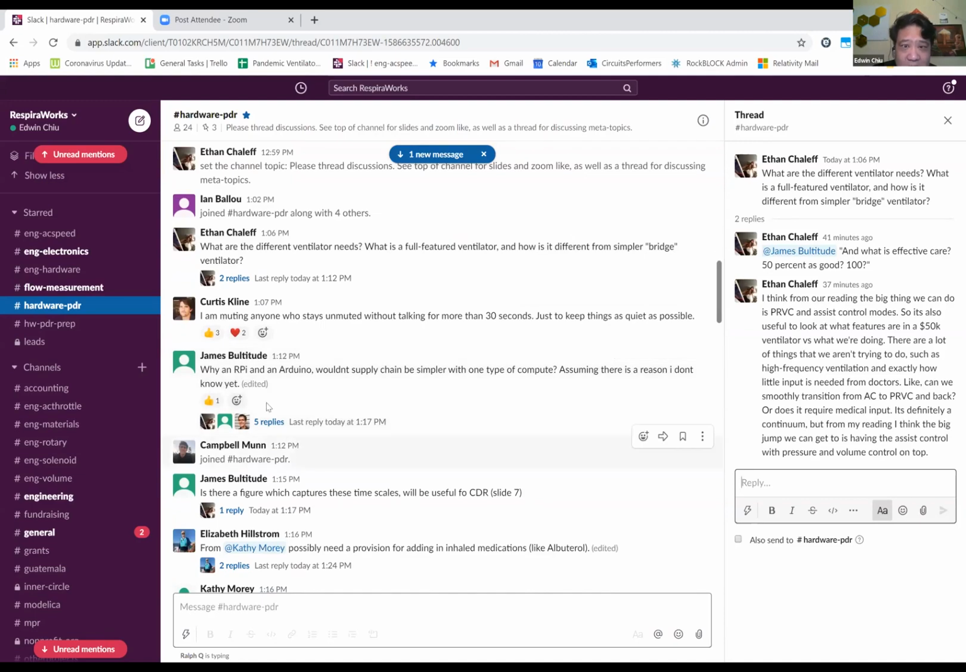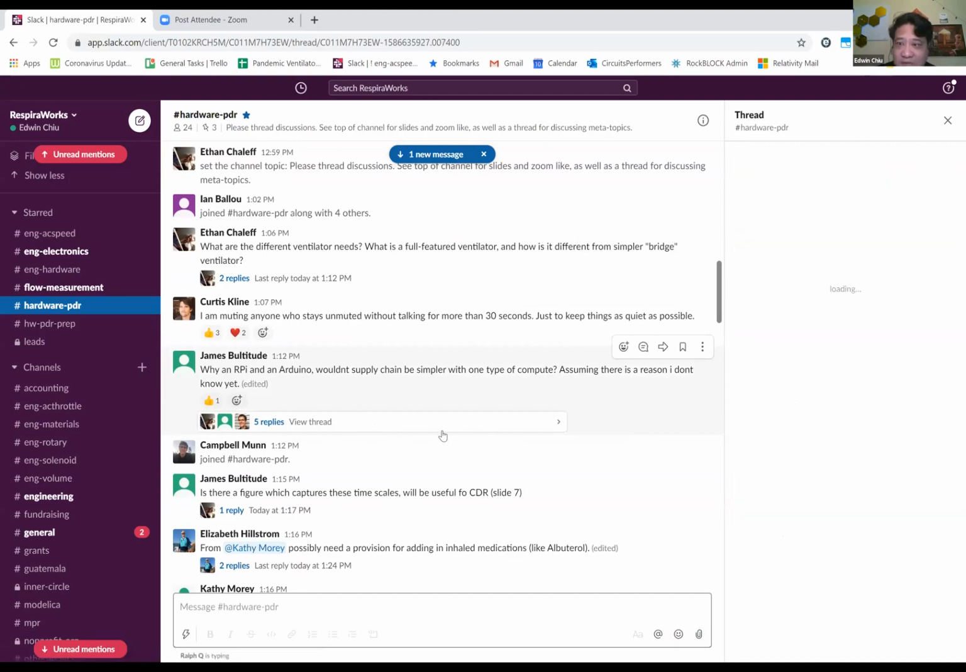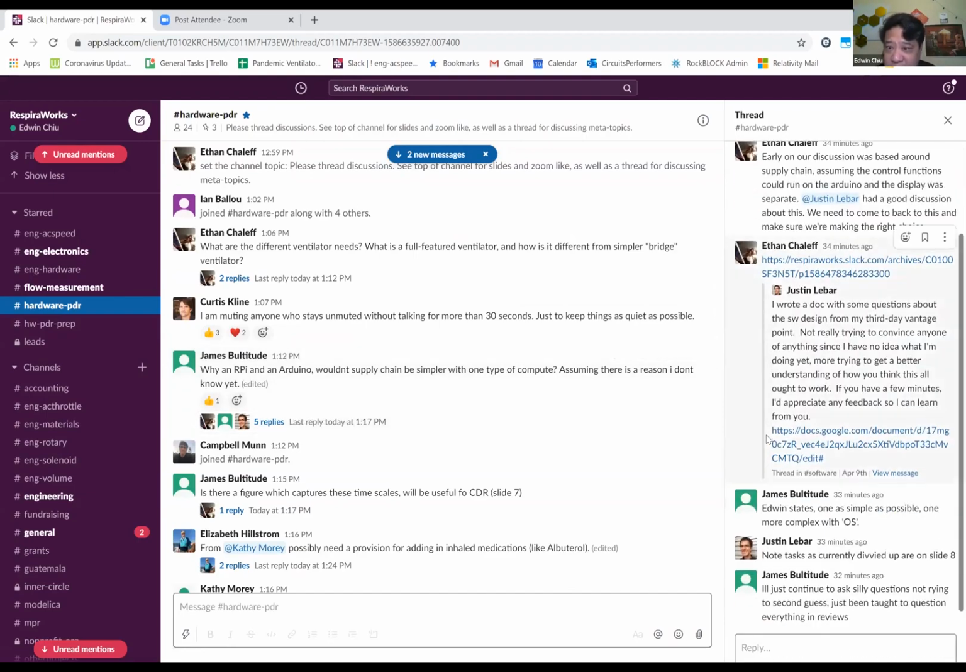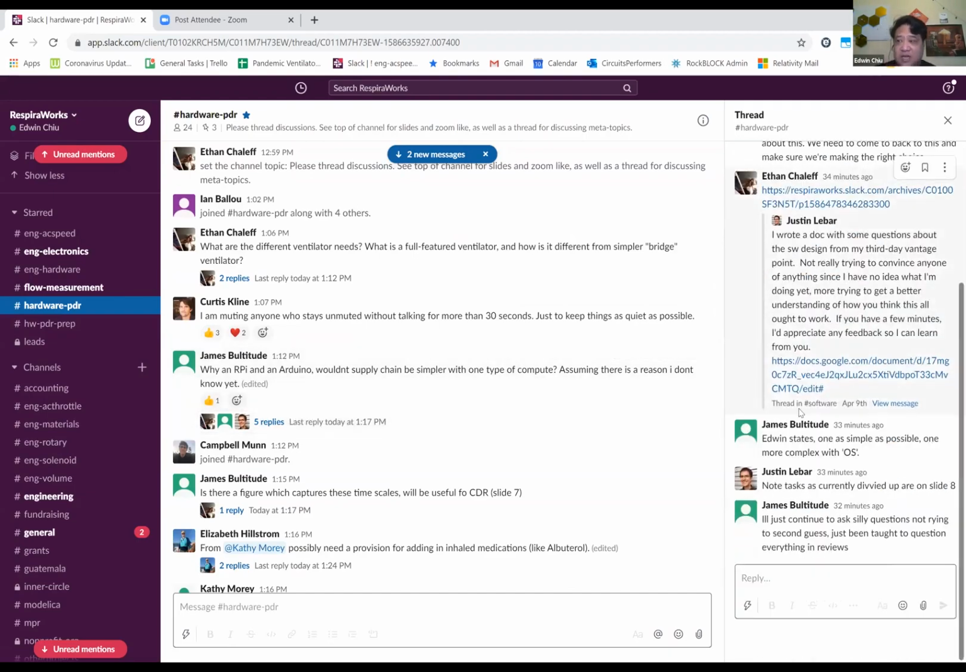Okay, so James asks, why an RPi and Arduino? Wouldn't the supply chain be simpler with one type of compute? And I think we've answered some of that already in the presentation. The separation of essentially a fixed state machine with very predictable operation, and something that can handle more complex things like displaying graphics.